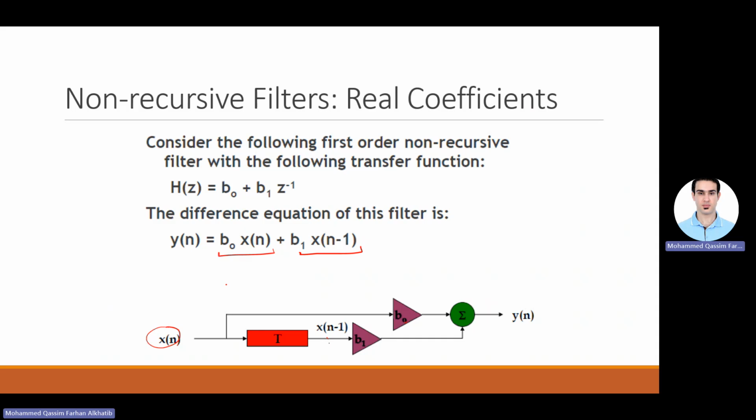That's a typical example. Now in the Z domain, or the Z transform domain, b naught is there, you have x of z, and b1 x of z times z to the negative 1. The transfer function then will be y of z over x of z, and that's going to be the response of that filter.